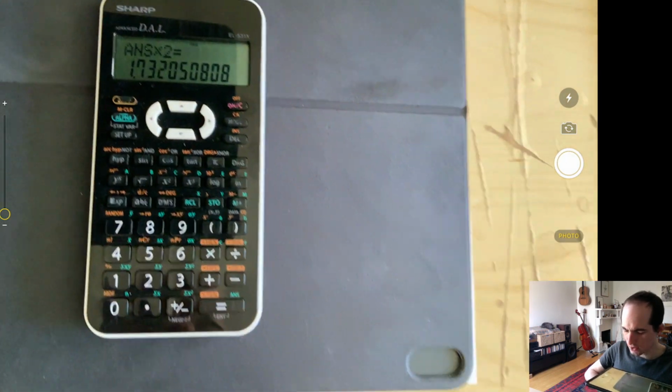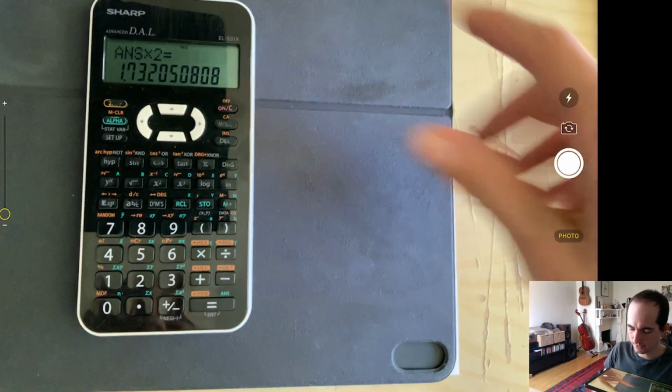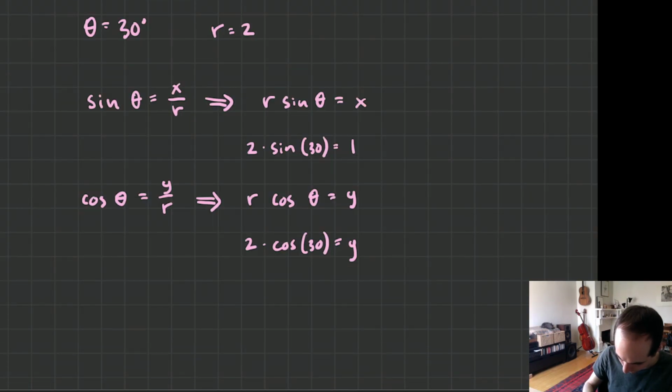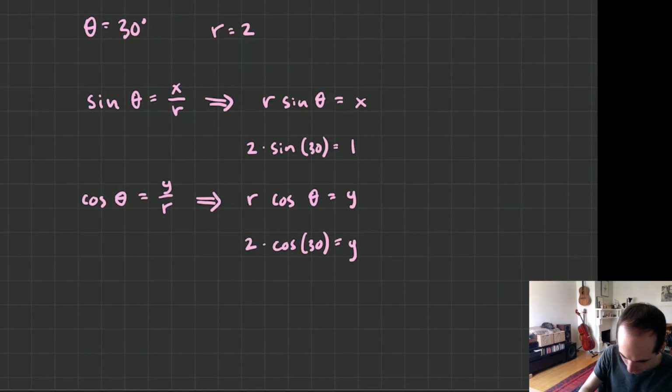1.7320. Okay, let's do 3 decimal places. So 1.732. 1.732 equals, come on, 1.732 equals, and I'll just write it in here, 1.732.